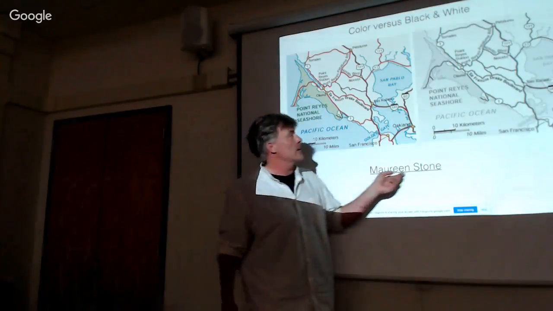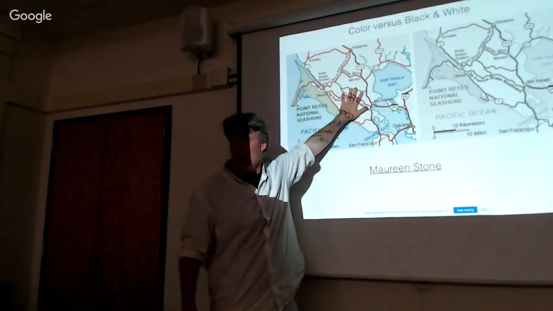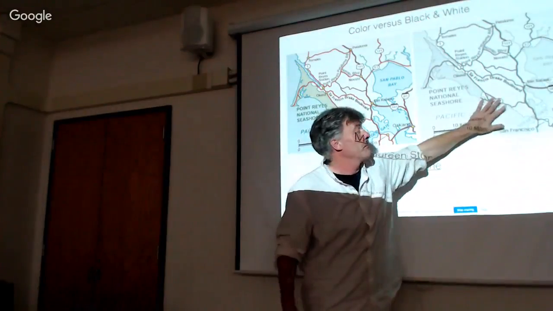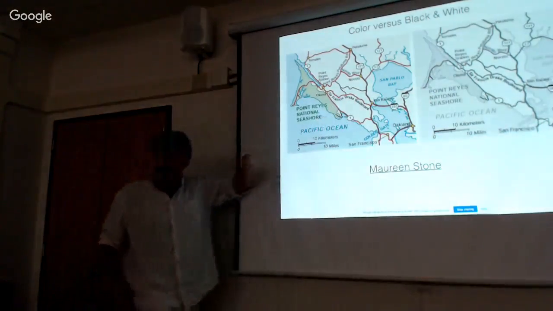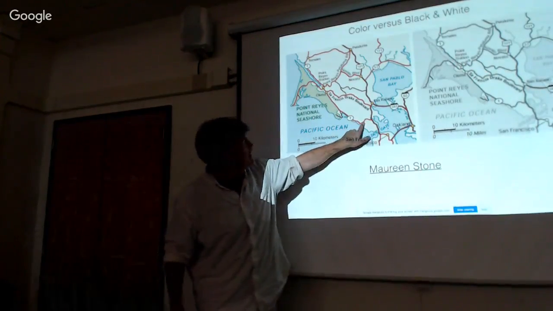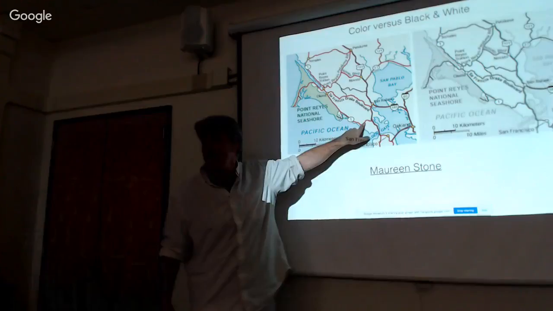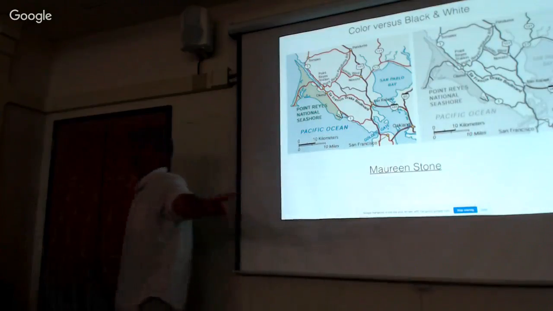This is Maureen Stone's stuff. This is better. I think most people would like this plot better, but this is getting it right in black and white first, and then adding colors just as an extra bit. By the way, is this red the same as this red? It is. There's black lines on the side of the curve.